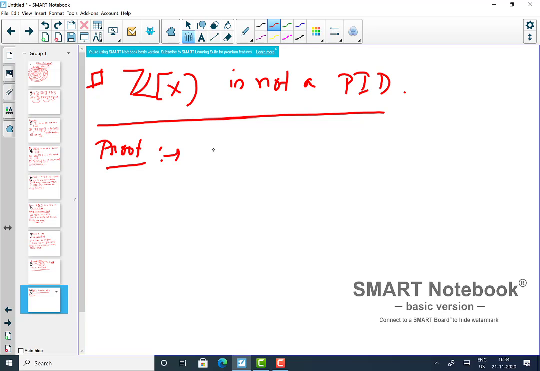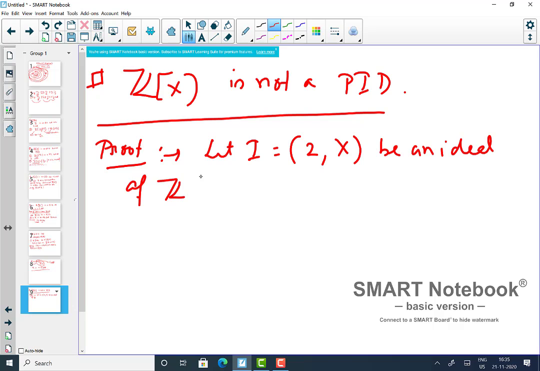So let me start with an ideal. Let I equal the ideal generated by 2 and x be an ideal of Z[x]. Okay, and we will show that this I is not a principal ideal. So this is my claim. What is my claim? The claim is that I is not a principal ideal.